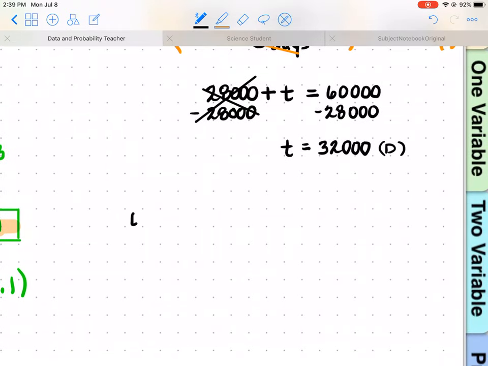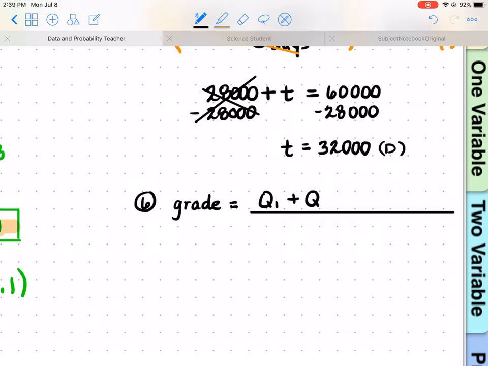Okay, problem 6. Your grade in a course is the average, so there's that word again, of 2 quizzes and a final exam. So they're telling me that your grade is the average, so think of that form that we've used, of 2 quizzes. So here's quiz 1 and quiz 2, and a final that counts twice. So we're going to count the final 2 times, double.